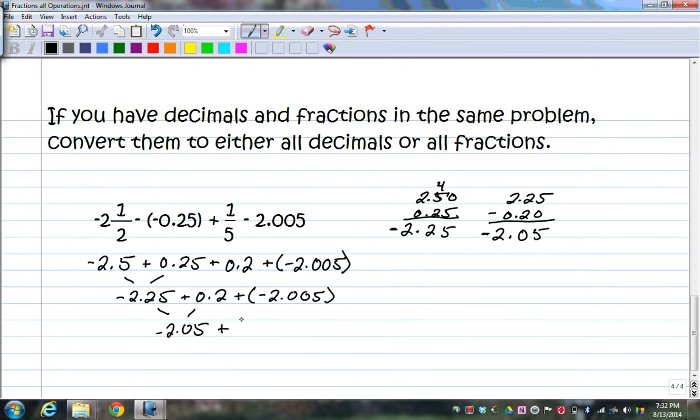The only thing I have left to do then is add this negative 2.005. So I'm going to line them up once again. 2.05 and 2.005. I'm going to put a 0 in that space. The signs are the same this time, so I'm going to add the numbers. This is 5, 5, 0, decimal straight down, 4. Signs are the same, I added them, and I keep the sign. So my final answer is a negative 4.055.